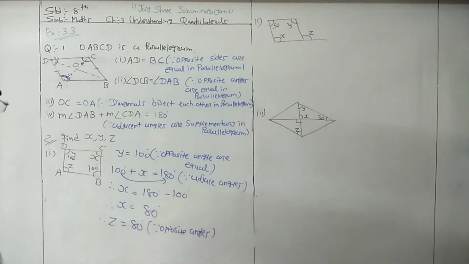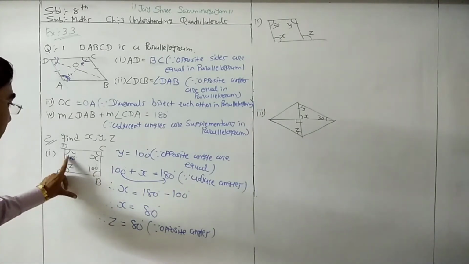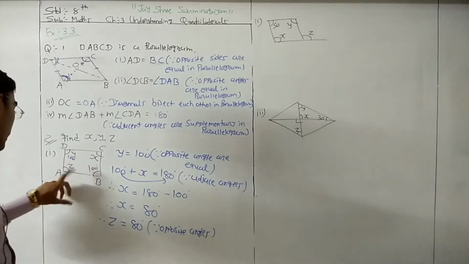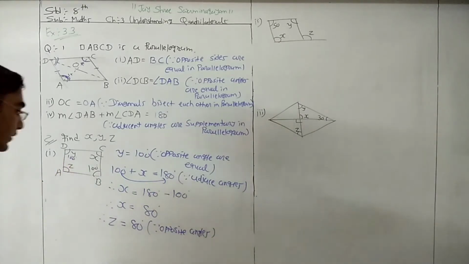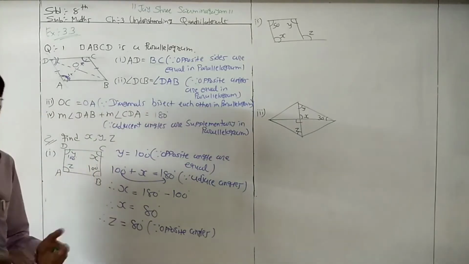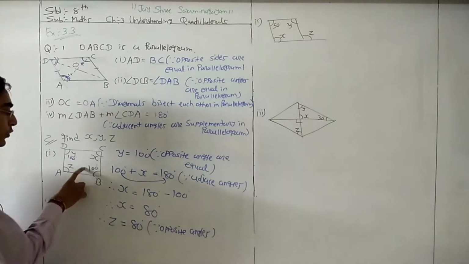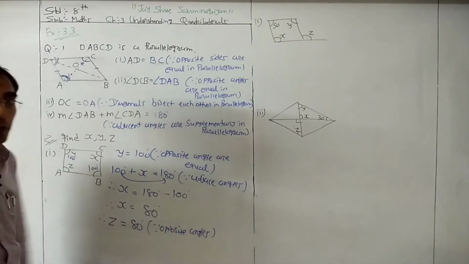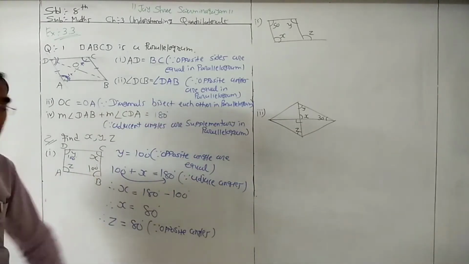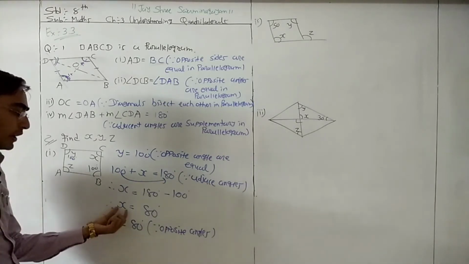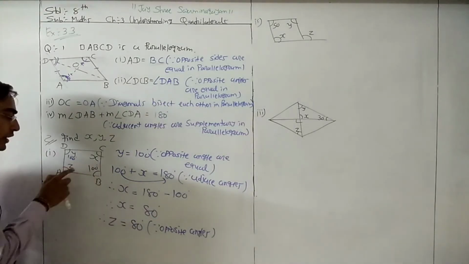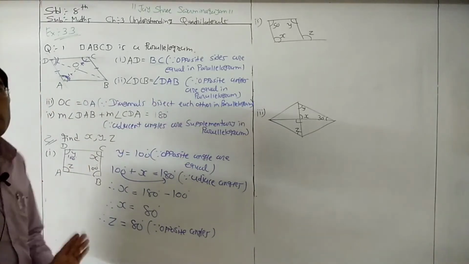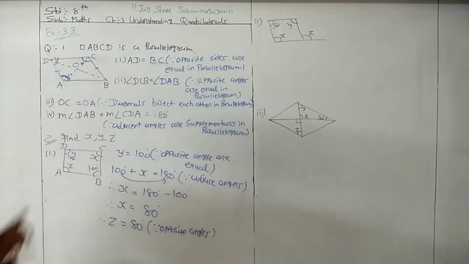Okay, so here one angle is given to you, 100. So directly we can say that y is equal to 100 because opposite angles are equal. And from that we can find the value of x because x plus 100 is equal to 180 degrees. From that we can find the value of x. 180 minus 100. If x is equal to 80, then directly we can say z is equal to 80 degrees because both are opposite angles.